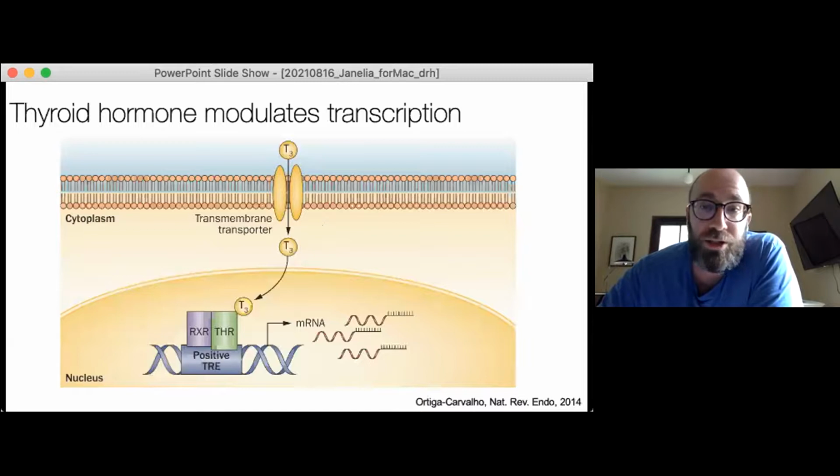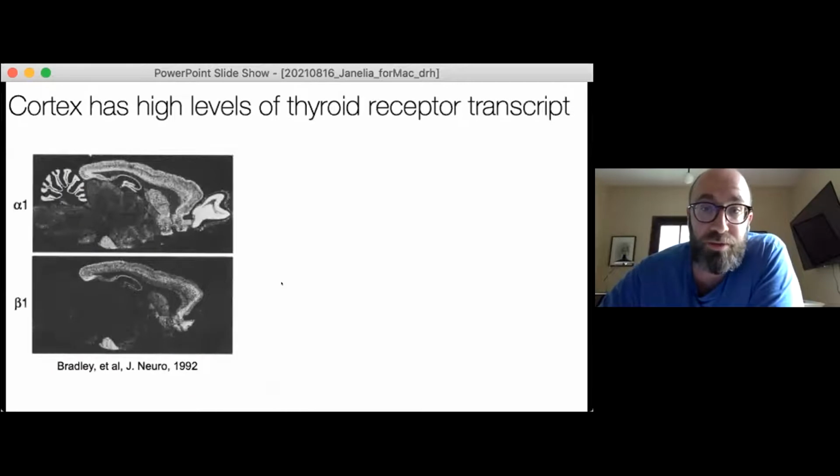To address this question, we noted that the receptors for thyroid hormones are ligand-gated transcription factors that activate transcription of genes when bound to T3. These receptors, of which there are two, alpha and beta, are expressed in hypothalamus, which is expected because hypothalamus is known as a key regulator of thyroid hormone levels. But additionally, these receptors are expressed highly throughout cortex. So we wanted to focus on higher order cognitive behavior.